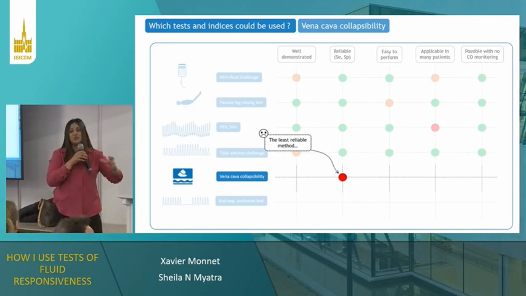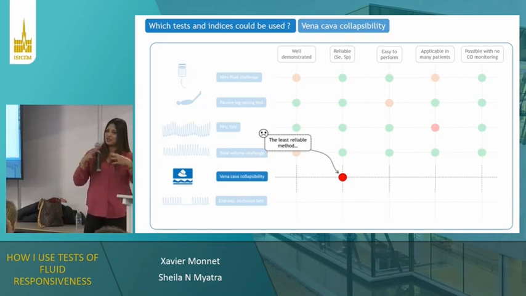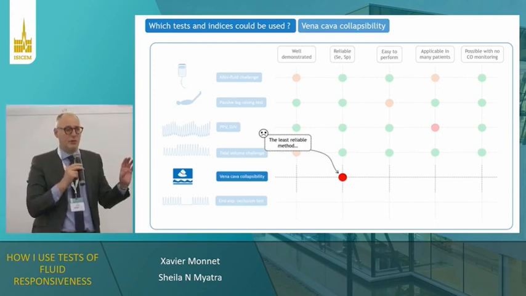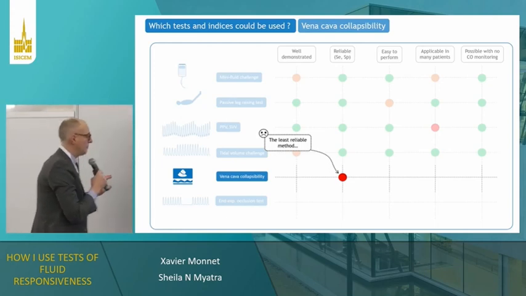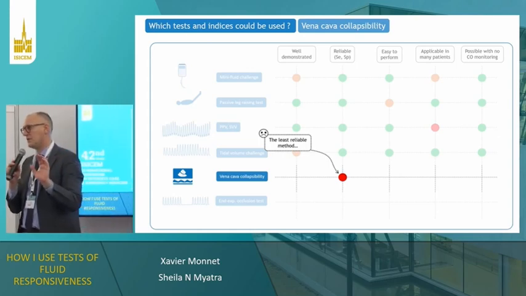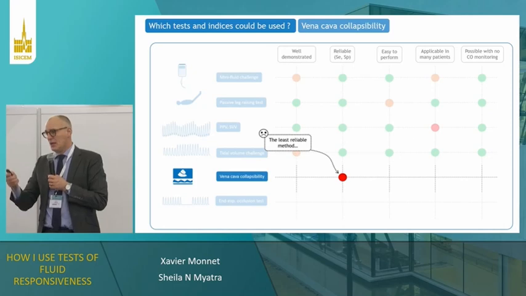Am I right, Xavier? Absolutely. You have to use in conjunction your clinical assessment along with various tests that can be useful at different time periods during your assessment. Variability of the inferior vena cava is very popular, but just in a word, these are the least reliable indices of fluid responsiveness, the least reliable indices.